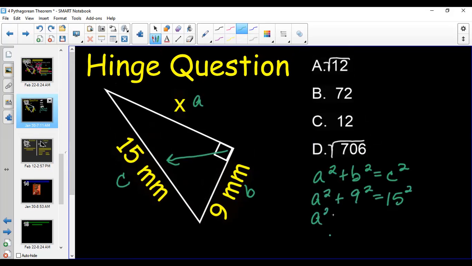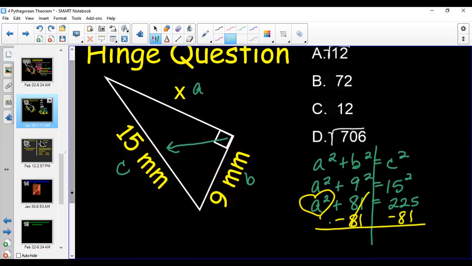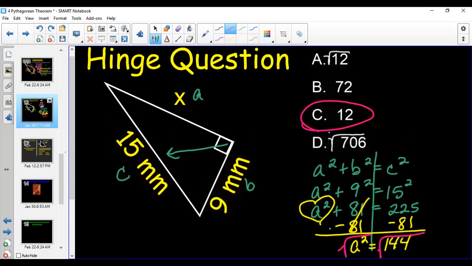We memorized our perfect squares for this reason. 9 squared is 81, 15 squared is 225. All right, when they're on opposite sides of the equals, this is when I need to subtract the 81. So 225 minus 81 gives me 144. And don't forget to undo squaring. We have to square root the answer, and that would give us 12. So our answer on this one should have been letter C.